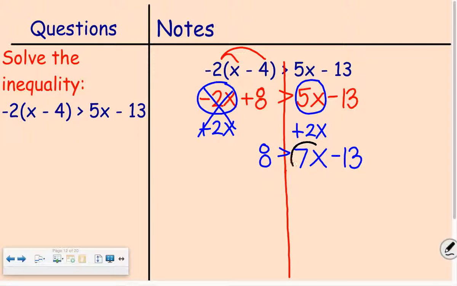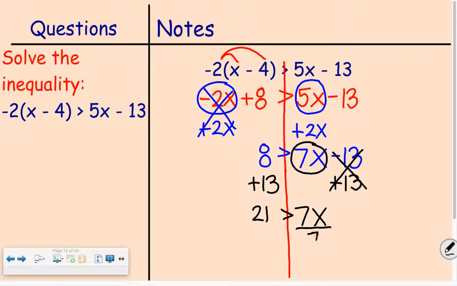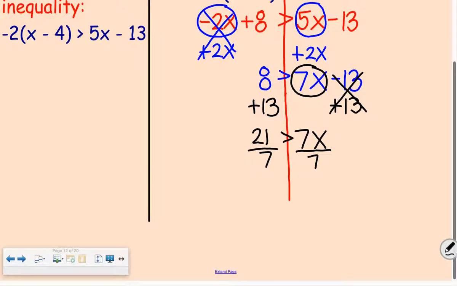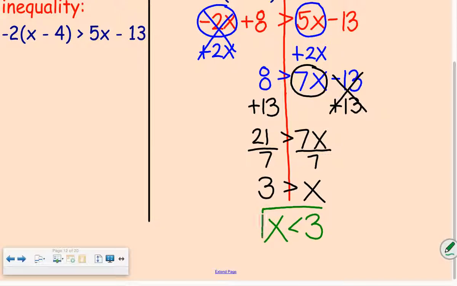So now our variable is 7x, so let's get rid of the negative 13 by adding. Divide both sides by 7. We have 3, and then the only thing we need to do on this one is rewrite it because our variable's on the wrong side. The mouth is opening to the 3, so have your mouth open up to the 3. X is less than 3 is our answer.